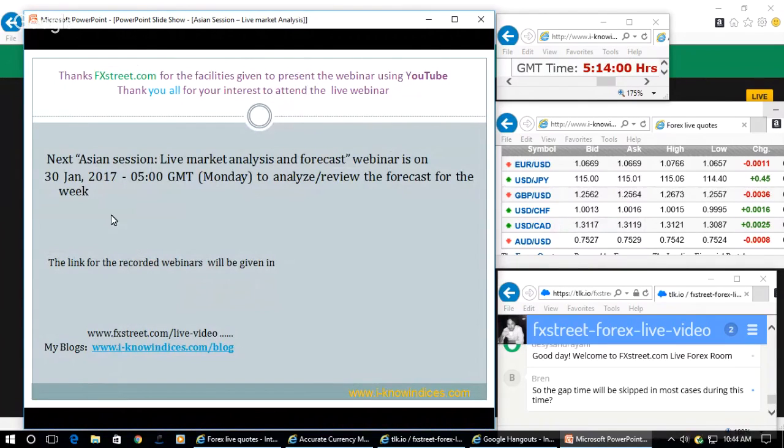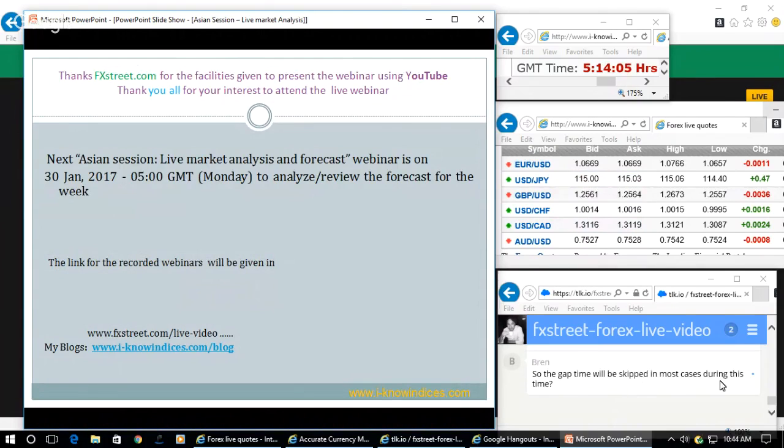Okay. Trend. So the gap time will be skipped in most cases during this time. No, gap time moves will be there, and you will come across the gap time false moves only in certain pairs, not in all. Others will be busy handling the crosses. Yes, during trend reversal time, you will come across such moves. Either Euro or GBP will make the gap time false move at the time.